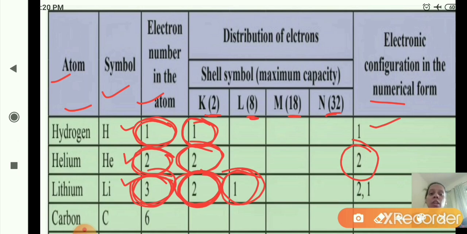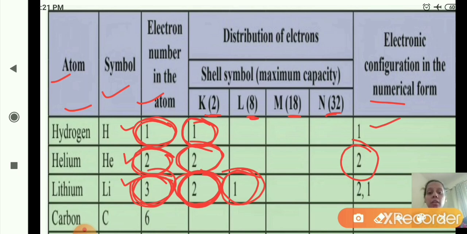So how will you write down the electronic configuration in numerical form? In between you will put a comma. So 2, 1, because in K shell there are 2 electrons and in L shell 1 electron. So 2, 1 you will write down. I hope you are clear till here. Now next we will find out.